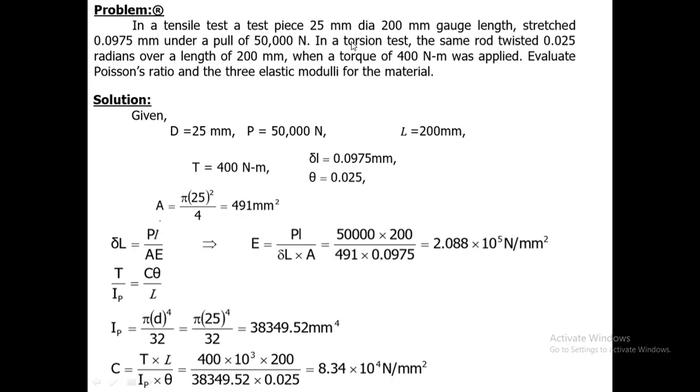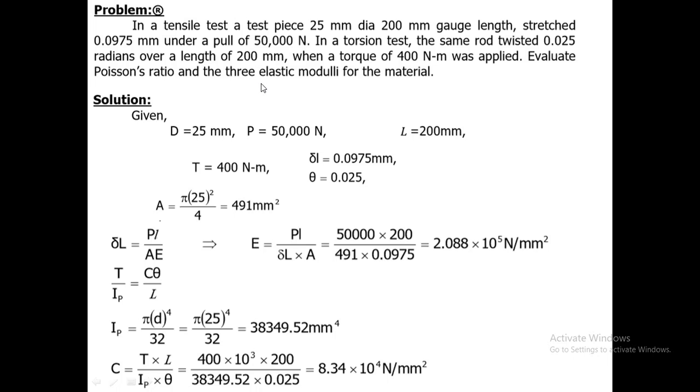And again a torsion test is made. In torsion, the angle of twist is given in radians, the length of the rod is given, and the torque applied is given. So using this data, you have to find out the elastic modulus of the material.